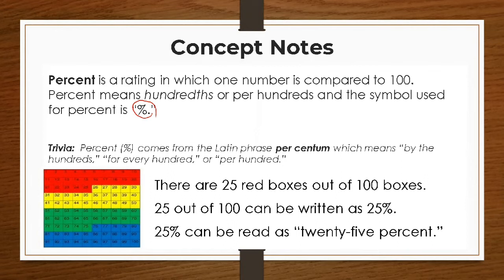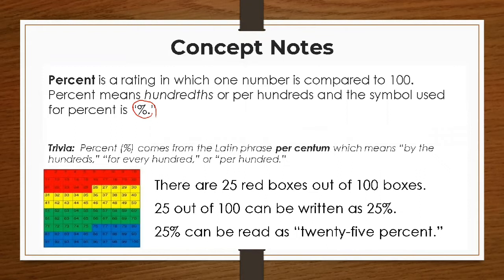So, yung percent daw natin comes from the Latin phrase percentum, which means by the hundreds, for every hundreds or per hundred. So, that's why we will notice later on, to get the percentage, we always multiply our given by 100 or our decimal by 100. Okay? So, let's have here our illustration.